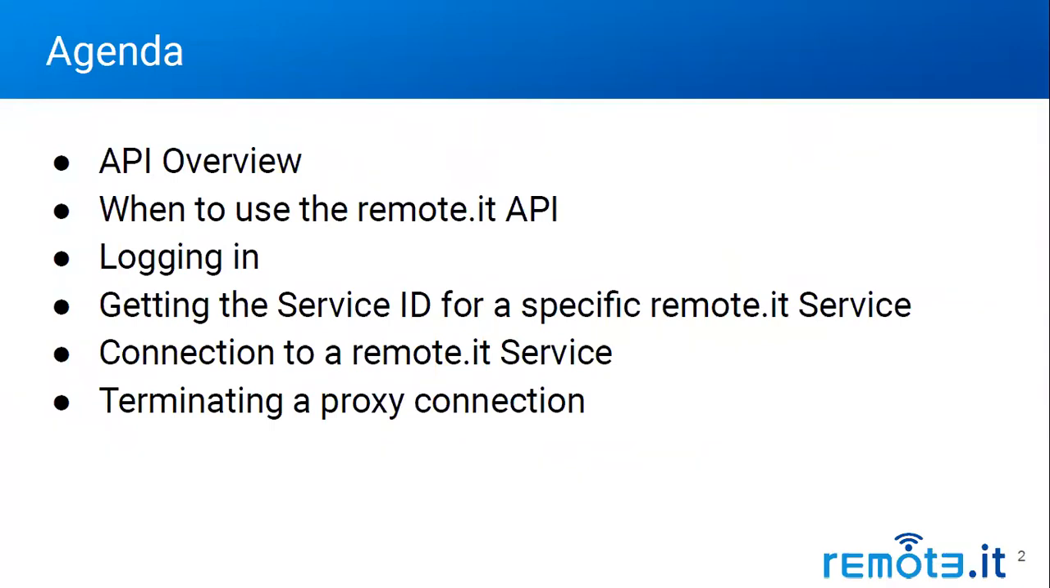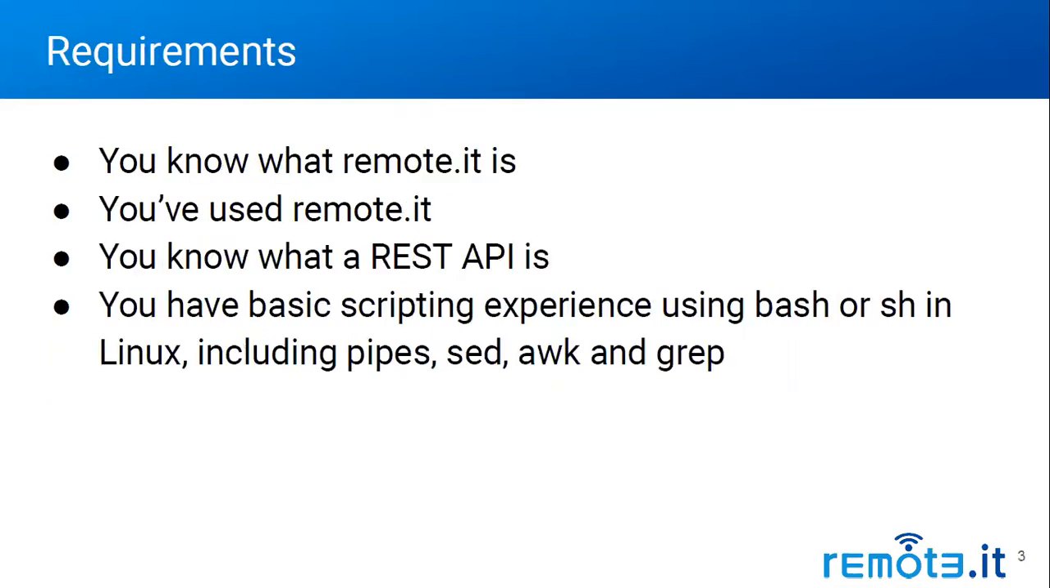Here's our agenda. We're going to have an overview of the API, when to use it, and then the 4 steps shown here as far as what it takes to actually make a proxy connection with our API. You'll get the most out of this webinar if you know what remote.it is and you've used remote.it. You have familiarity with a REST API, and you have some basic scripting experience using Bash or the C shell in Linux, including pipes, sed, awk, and grep.